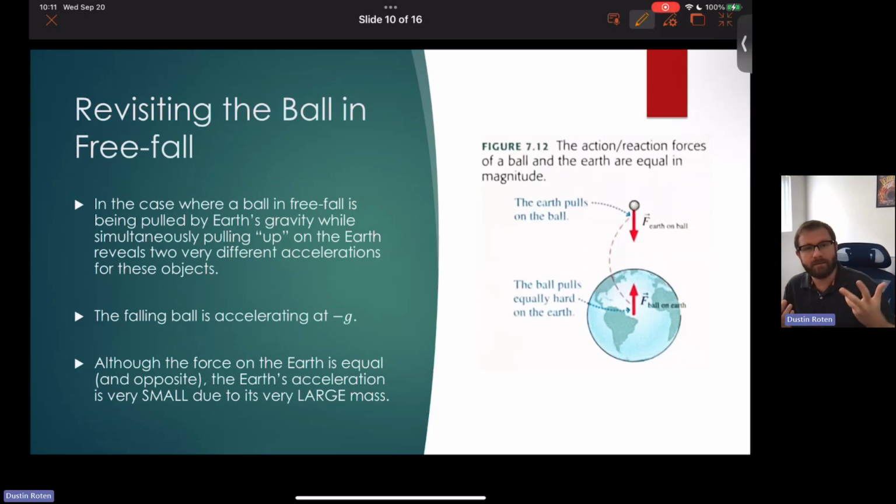So now if we revisit the ball in free fall that we talked about earlier, the ball is going to fall at negative g, since we're neglecting air resistance. It is pulling up on the Earth, but because the Earth has a super large mass, its acceleration is going to be very small. You won't even notice that it's being accelerated up, even though it is by the ball, because the mass differences are ridiculous. You just can't really detect it. It's so small, but you could calculate it if you wanted to.